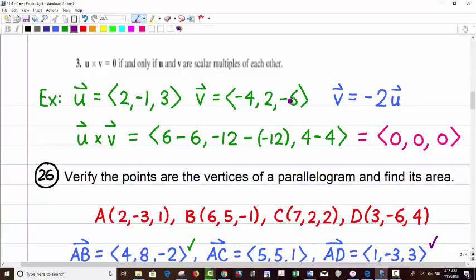So we have U2 V3, negative 1 times negative 6 would be positive 6. U3 V2, 3 times 2 is positive 6. I have V3 U1, negative 6 times 2 is negative 12. U1 V3, U3 V1, 3 times negative 4 makes that negative 12. Then the last one I have, U1 V2, 2 times 2 is 4, and then U2 V1 is negative 1 times negative 4, which is 4. They're all the same, so they subtract and it'd be 0.